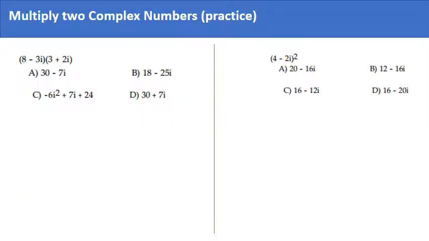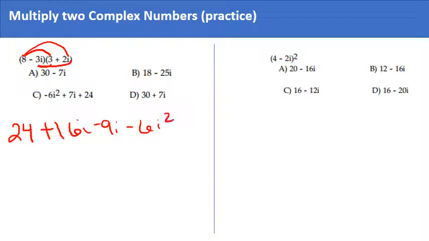Okay, so we have two more examples right here. On the first example, you're going to distribute. So you have 8 times the 3, so you're going to get the 24. And then you have 8 times 2i, so that's plus 16i. And then we have negative 3i times 3, so that is a minus 9i. Negative 3i times 2i gives you a negative 6i squared.